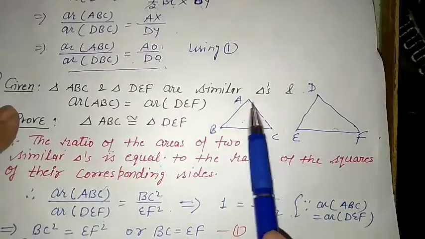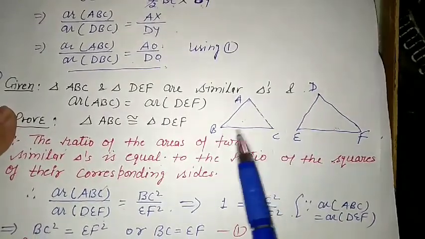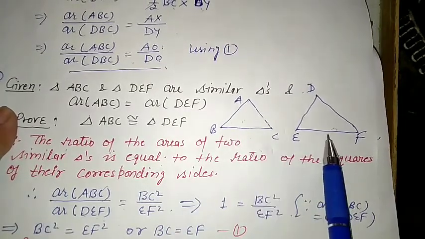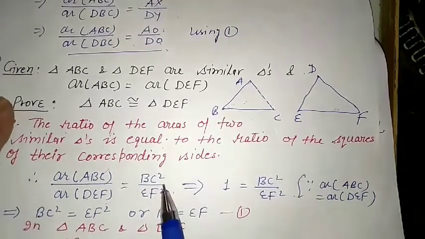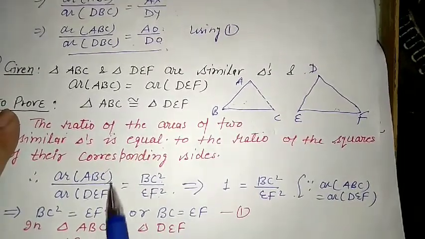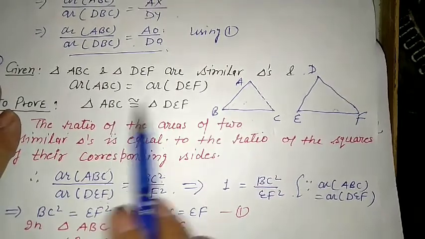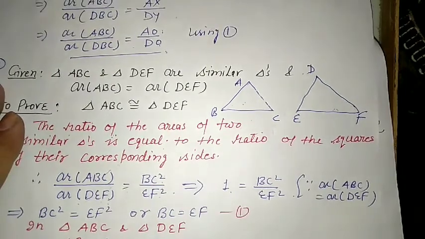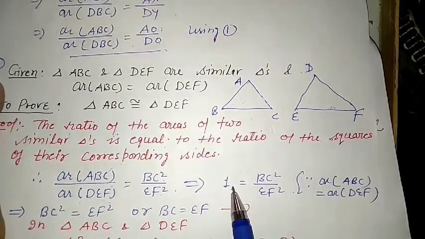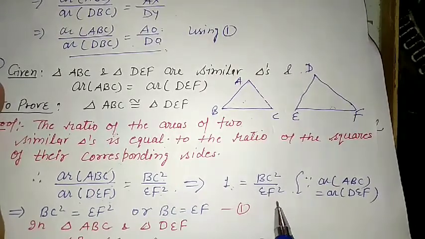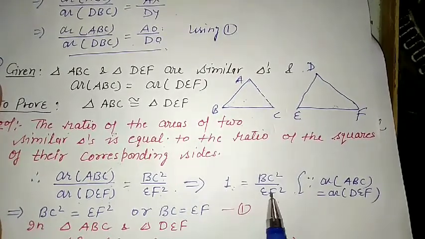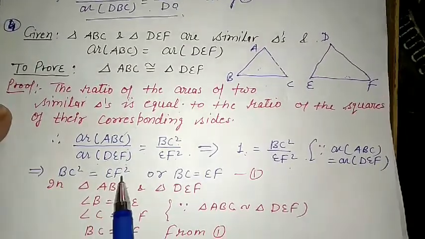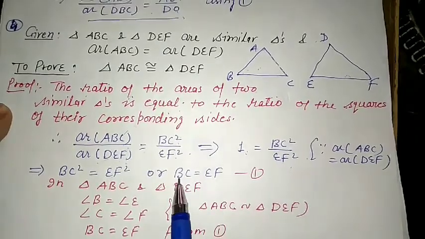So for any one pair of sides we can take, here we can take BC square and EF square. These are the corresponding sides. Because the areas of both the triangles are equal, they can be cut by each other and we will get 1. So 1 is equal to BC square upon EF square. If we cross multiply, BC square is equal to EF square, or if the squares are equal, then the non-squares will also be equal. So BC is equal to EF.